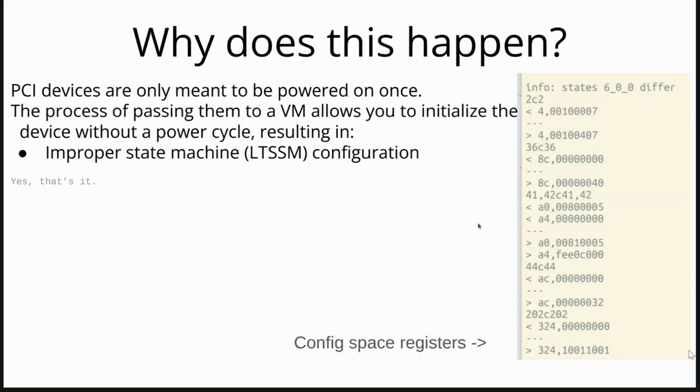Why does this happen? PCI devices are only meant to be powered on once. The process of passing them to a VM allows you to initialize the device without a power cycle, which results in improper configuration of the state machine. That's pretty much it. The state machine holds a bunch of registers with a bunch of values. That's what we call the PCI config space. And here are the registers over on the right, and a diff between ones of a GPU without the reset bug and with the reset bug.